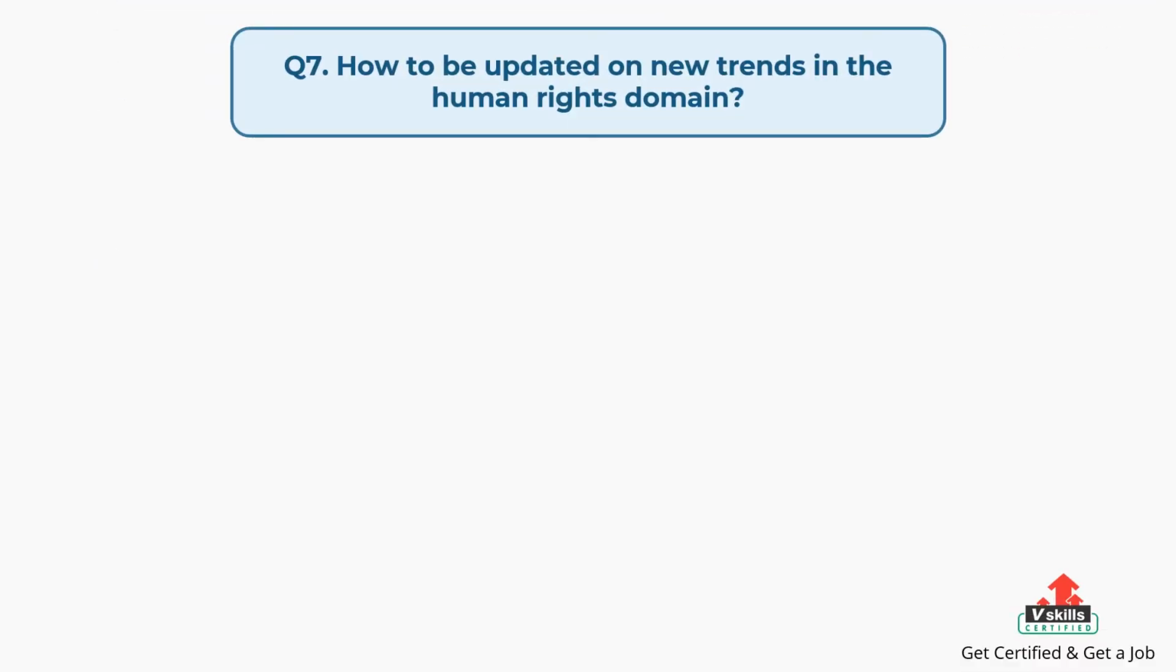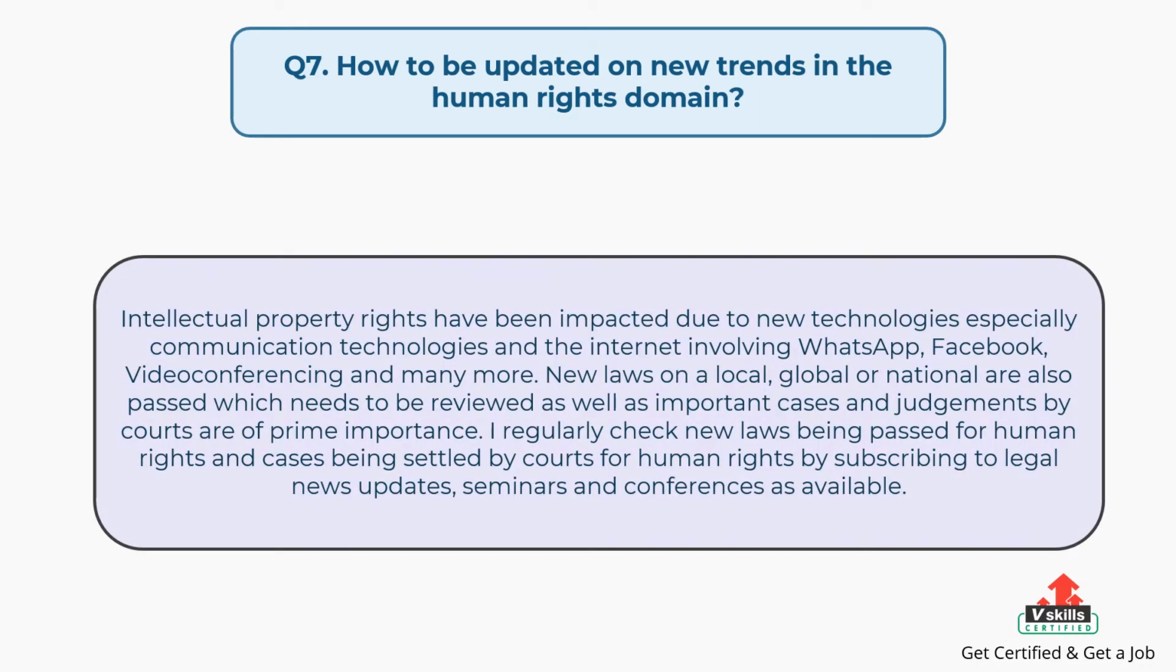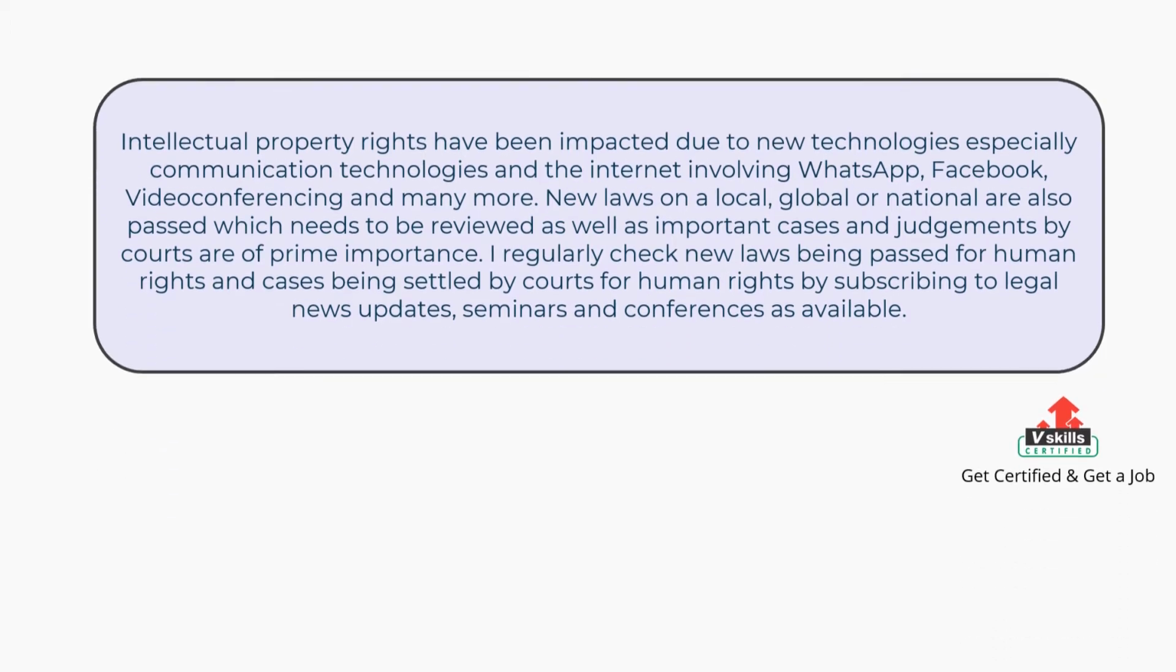Question number 7. How do you stay updated on new trends in the human rights domain? The answer is: intellectual property rights have been impacted due to new technologies, especially communication technologies and the internet, involving WhatsApp, Facebook, video conferencing and many more. New laws at the local, global or national level are also passed, which need to be reviewed, and important cases and judgments by courts are of prime importance. I regularly check new laws being passed for human rights and cases being settled by courts for human rights by subscribing to legal news updates, seminars and conferences as available.